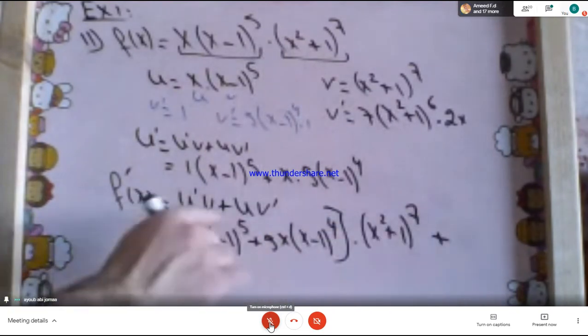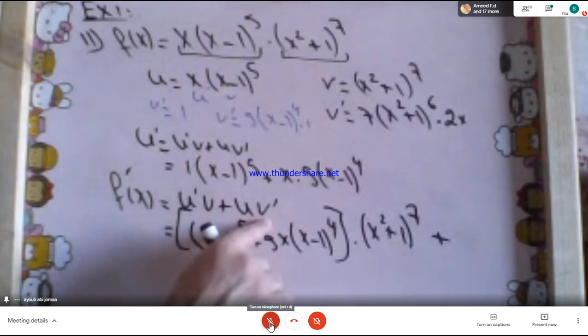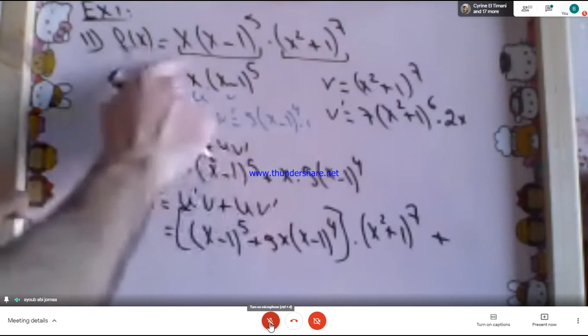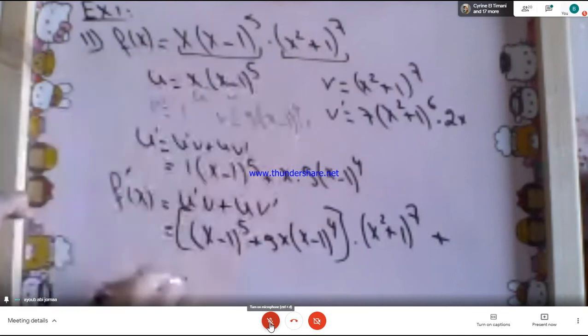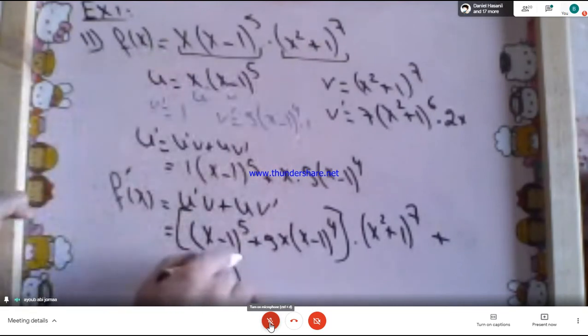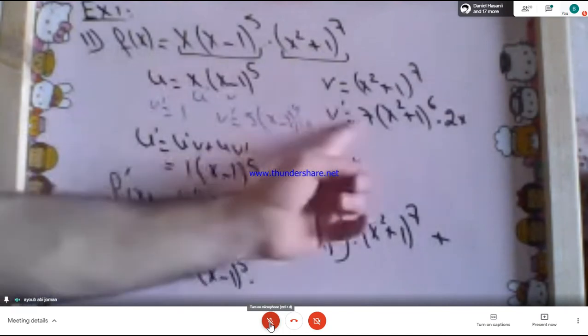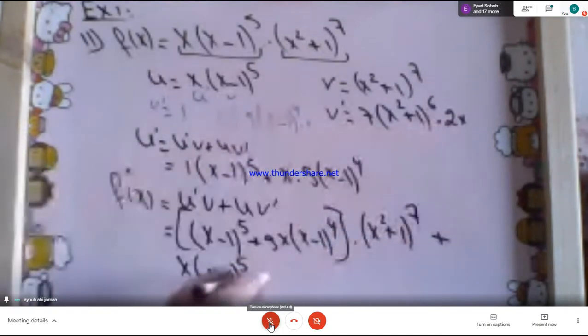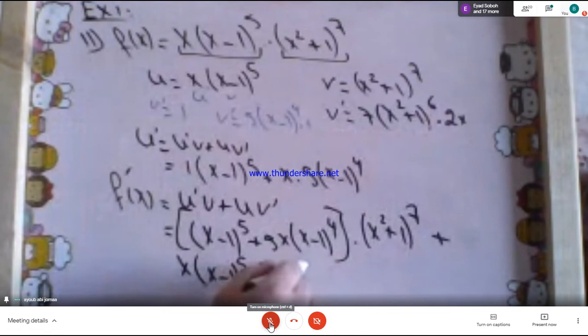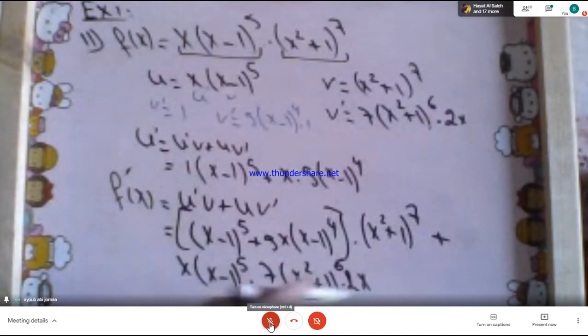Plus uv prime. u is all of this, x into x minus 1 to the power 5, times v prime, so times all this, 7 x squared plus 1 to the power 6 times 2x.